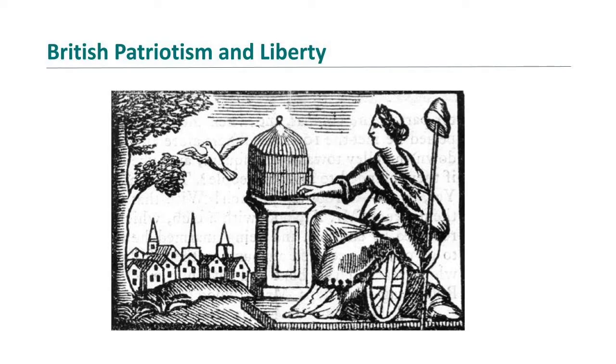This is a 1770 engraving from the Boston Gazette by Paul Revere and illustrates the association of British patriotism and liberty. Britannia sits with a liberty cap and her national shield and releases a bird from a cage.